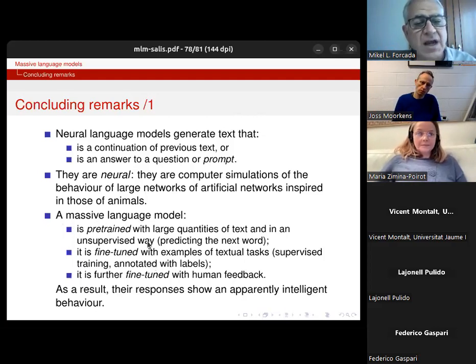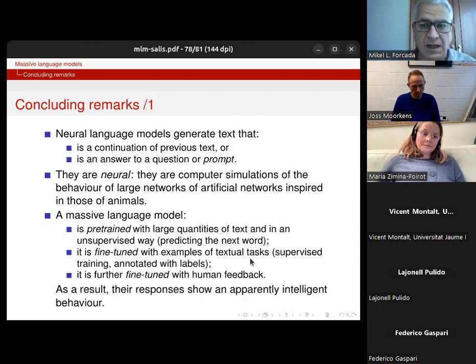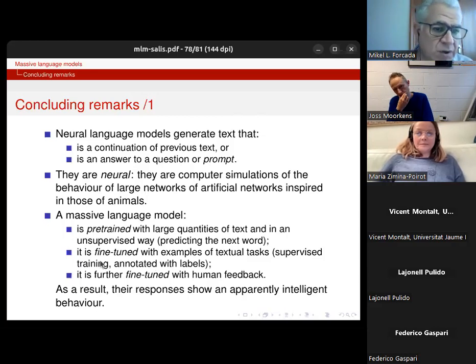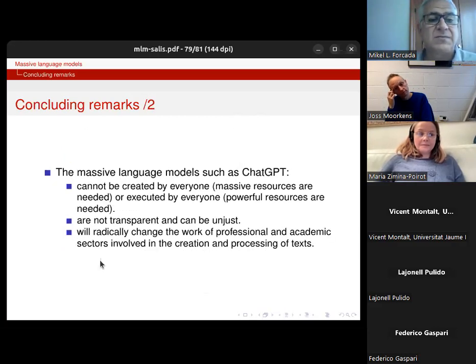These models are pre-trained with large quantities of monolingual text in an unsupervised way, just to predict the next word. And then they are fine-tuned twice, first with examples of textual tasks, like entailment or grammaticality, and then with human feedback so that they generate acceptable or useful answers. As a result, their responses show what you would tend to believe to be intelligent behavior, because it looks like human text sometimes.